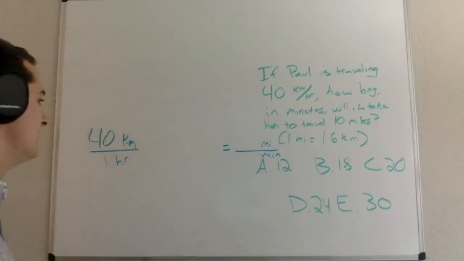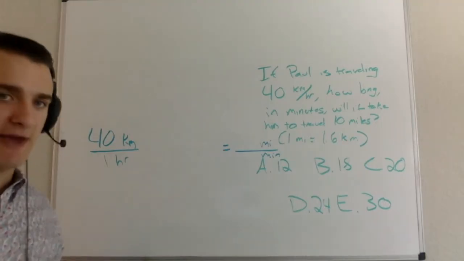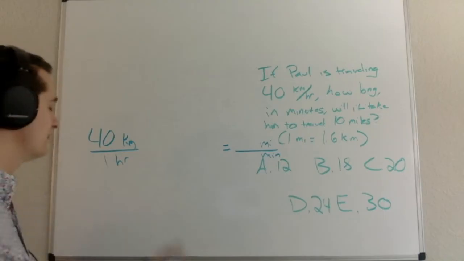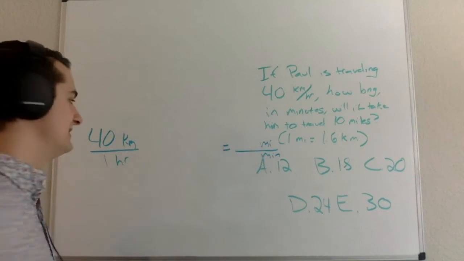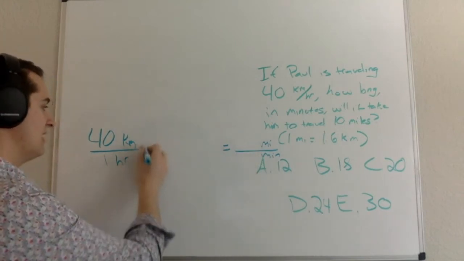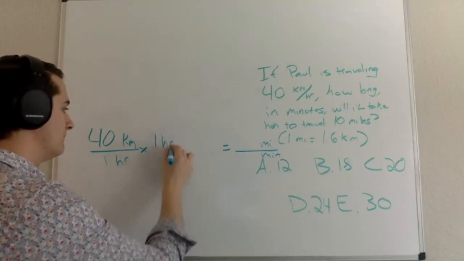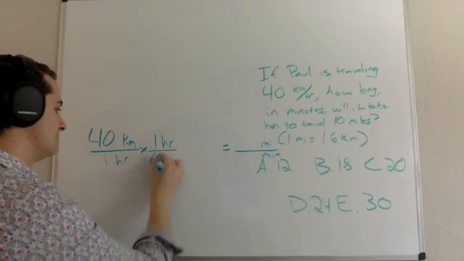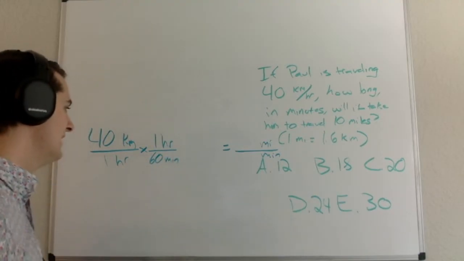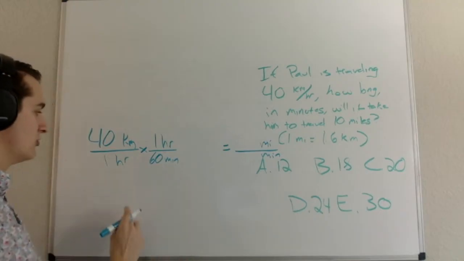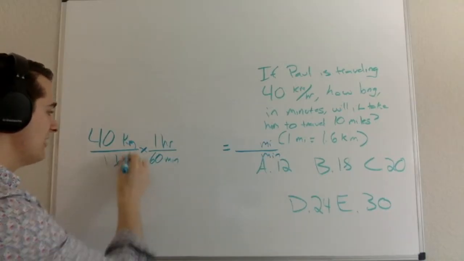Okay, what I'm going to do now is start this conversion. And I'm going to be very systematic about the way that I approach this conversion. So the first thing that I'm going to do is I've got 40 kilometers per 1 hour. Well, I want minutes in my denominator. So I'm going to go ahead and multiply 40 kilometers per hour by 1 hour per 60 minutes. Then, next step, I know that my hours are going to cancel because I have it on the top and on the bottom of my fraction. And so I'm going to go ahead and cross those out.